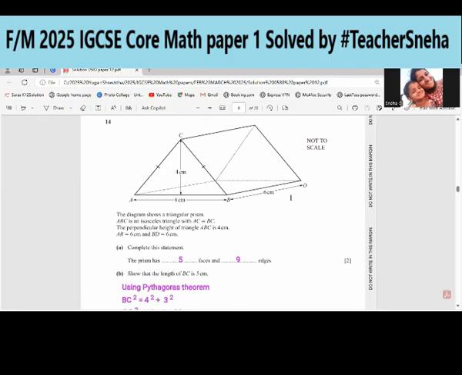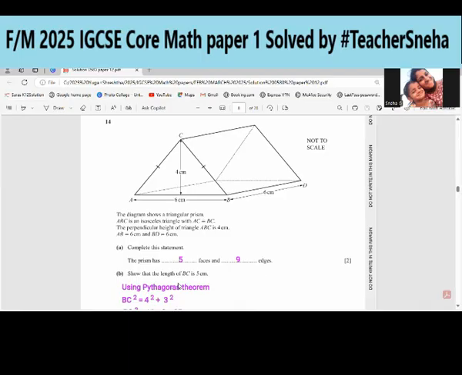14th question of this paper. The diagram shows a triangular prism. ABC is an isosceles triangle where the length of AC is equal to length of BC. The perpendicular height is 4 centimeter and the base AB is 6 centimeter. Complete the statement. This prism has 5 faces and 9 edges. The 2 triangular faces and the 3 rectangular faces. And if you count, there are altogether 9 edges to this prism.